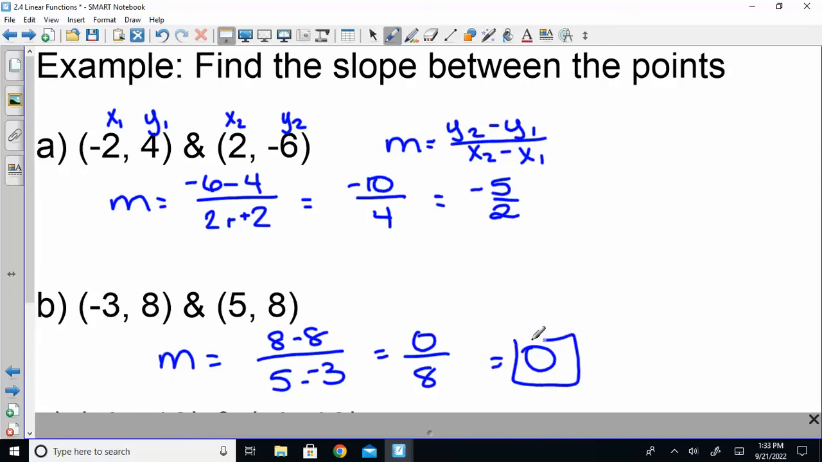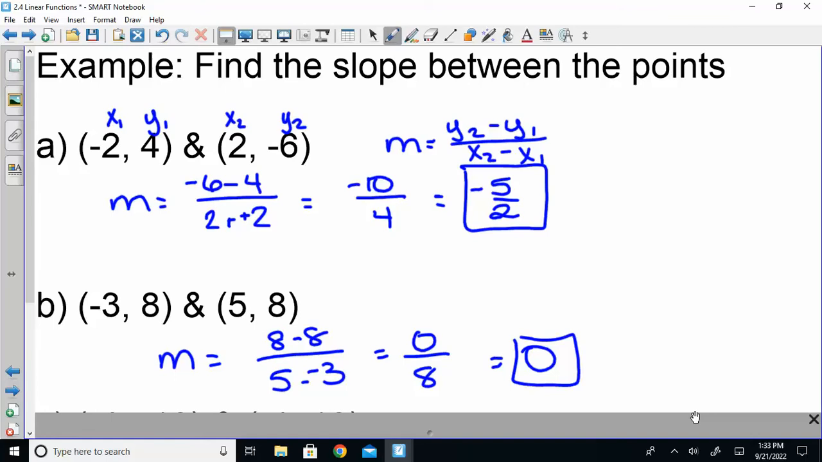So what kind of line is this? Horizontal. What makes it undefined? How would you know? 0 on the bottom. If this was flipped and when you did your slope you got 8 divided by 0, that would be undefined and that would be a vertical line.